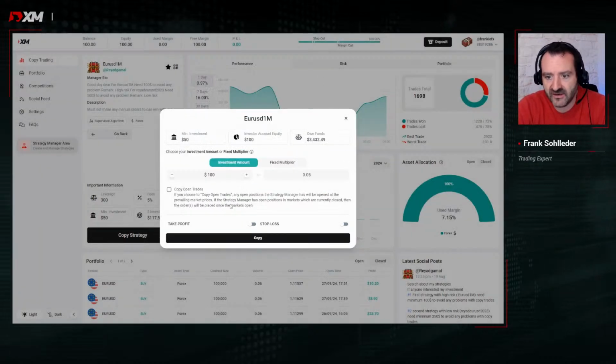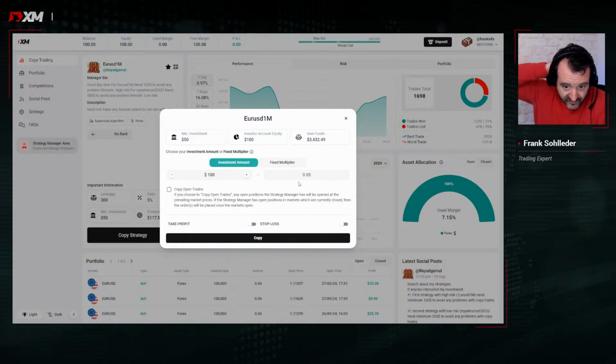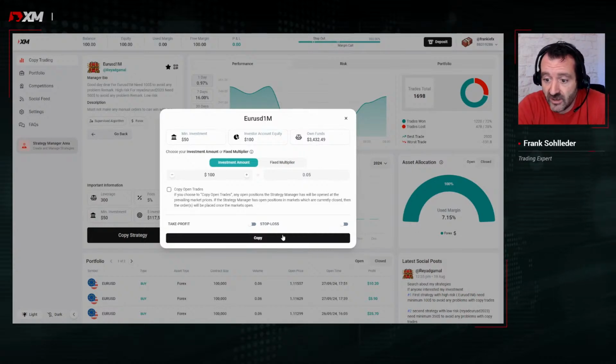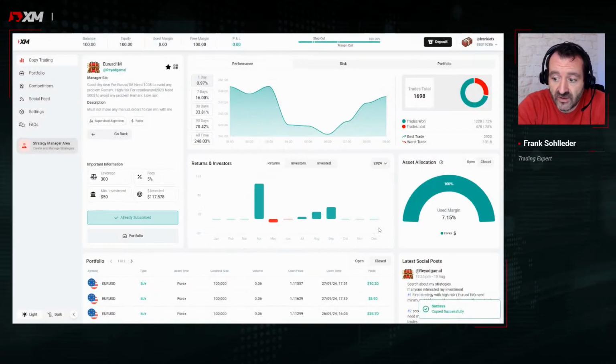And if you are done and it is fine, we have now 100, we take an investment amount, so we're letting it calculate down. So the question is, what happens when he trades a volume of 0.06 and we have a multiplier of 0.05? I'm wondering if at all we get a trade opened, but this we would have to check. So now we're copying it and it's successfully copied, right?